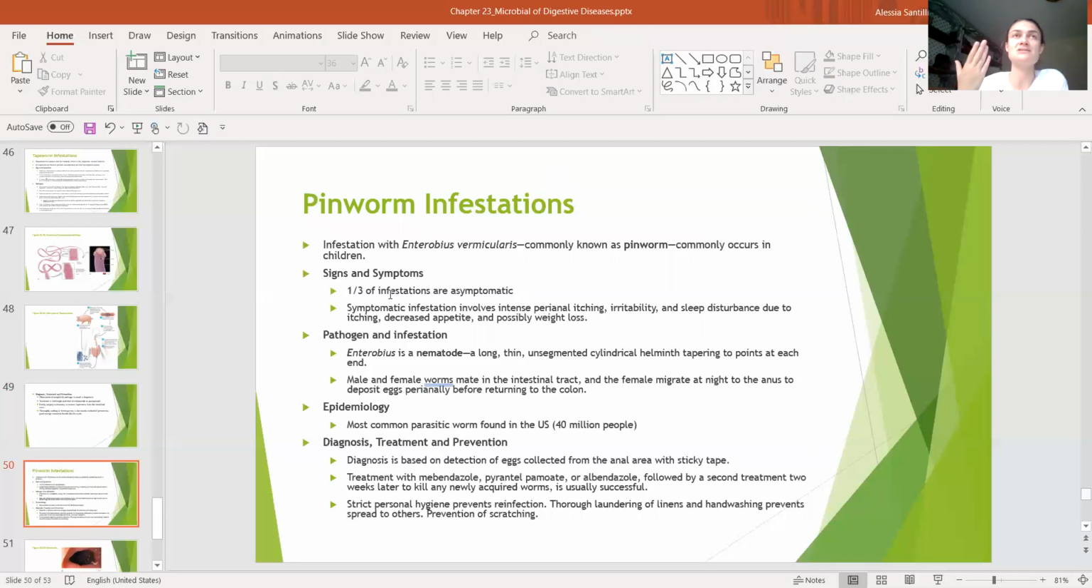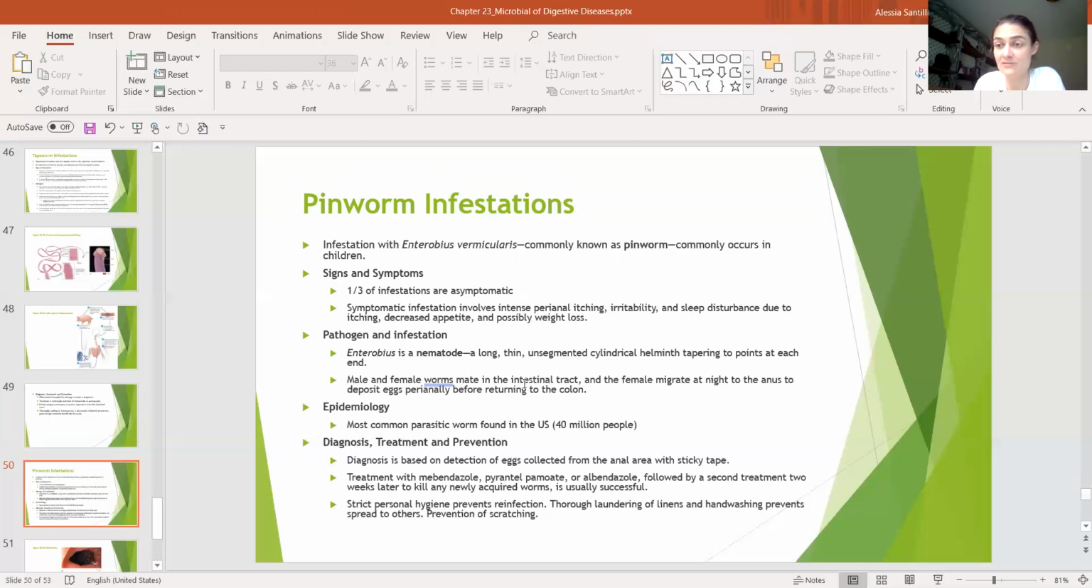Because of the itching, it can cause things like irritability and difficulty sleeping. You can have decreased appetite and possibly weight loss. So this enterovirus is a nematode, so it's not segmented, unlike the tapeworm. It's not segmented, it's nice and long and cylindrical. And they do have tapering at both ends. And the male and female worms mate in the intestinal tract.